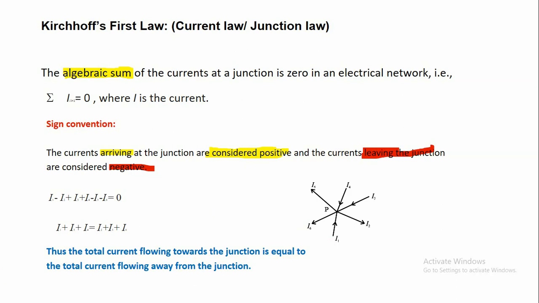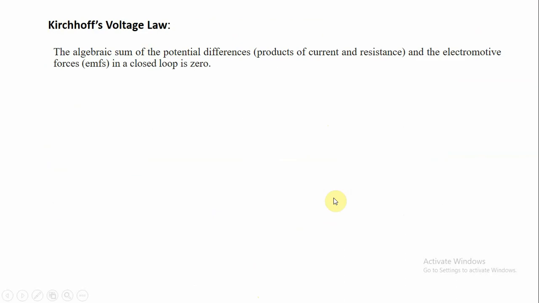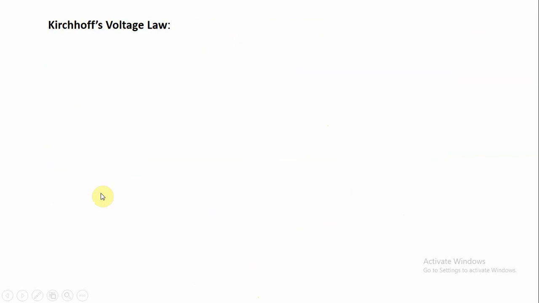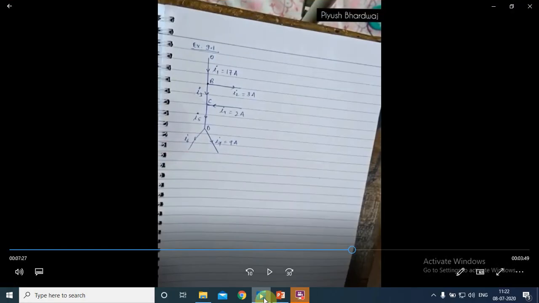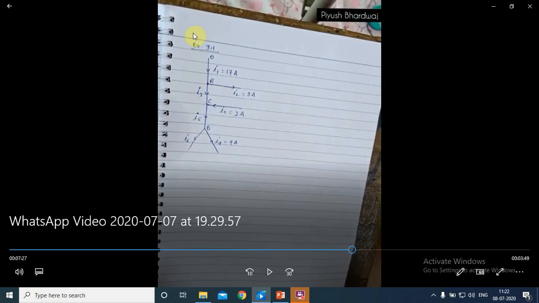So I am playing a video to show you the numerical and then we will move ahead further. So now you just watch that video. Before we move to the second law, we will have to watch the video. So the video is here for the numerical, so just watch it.